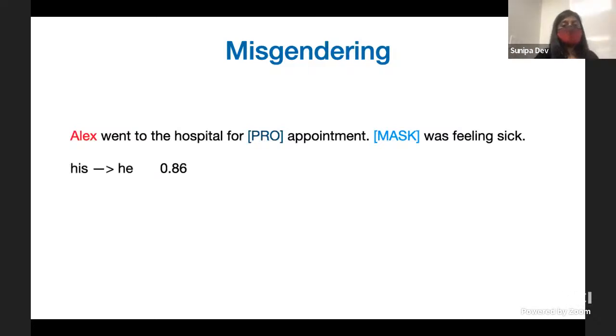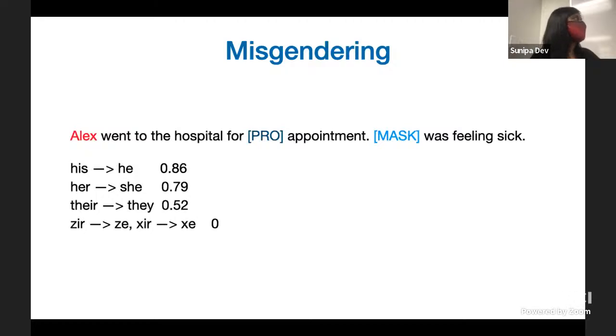So when we put in "his," we find meaningful completion. When we put in "her," we also find meaningful completion almost at the same level. But that stops being the case for other pronouns. And in fact, it then predicts "he" instead of the respective pronouns. So it is not just not predicting the correct pronoun, it is also misgendering by predicting a wrong pronoun.